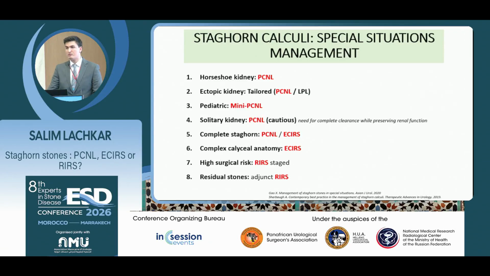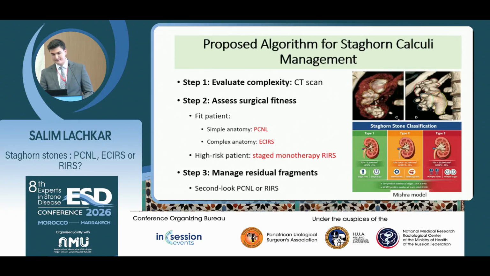There are also some situations that you have to keep in mind before treating the patient. For example, if I have a horseshoe kidney, maybe it will be better to use the percutaneous technique. If I am treating a child, a mini-PCNL, and if there is a very complex calyceal anatomy, ECIRS.